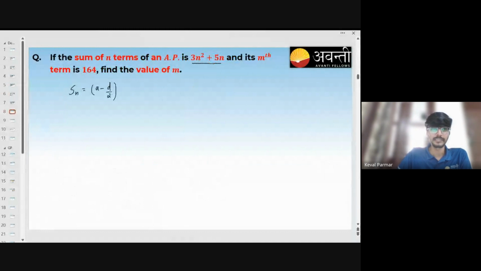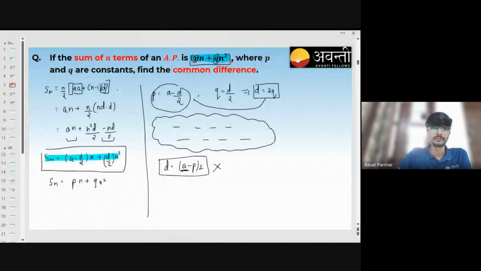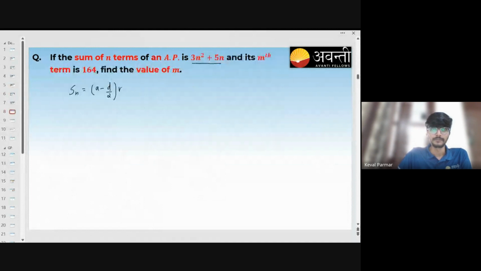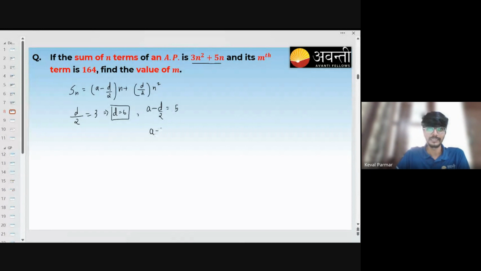plus d by 2 into n square. Was it n square here? It was n. Compare it. So with the n square term, d by 2 equals 3, which implies d equals 6. Next, a minus d by 2 is equal to 5. Putting 6 in place of d, I'll get a minus 3 is equal to 5. So I'll get a equals 8.